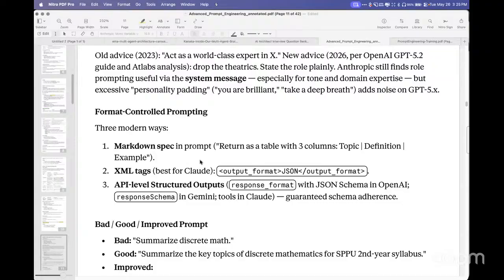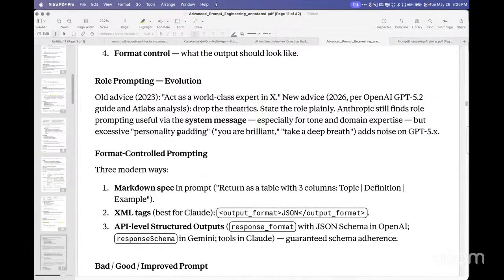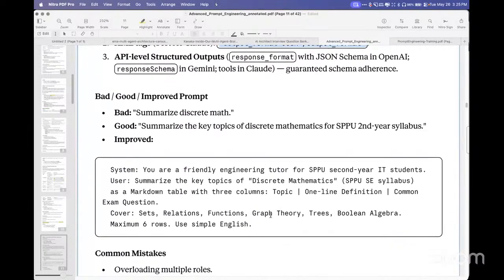So here the main example is: in case we need the output of an LLM in these three formats, then we need to specify the XML tags, like these are the XML tags. Output format is equal to JSON. In this output format type, we need to provide the output format in which the LLM needs to return. And I will run this prompt using ChatGPT.